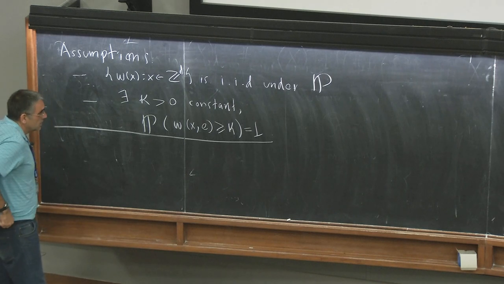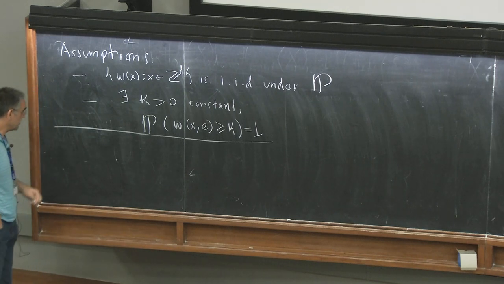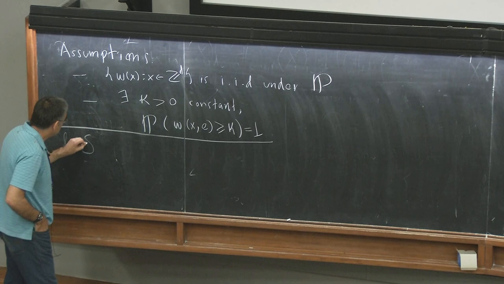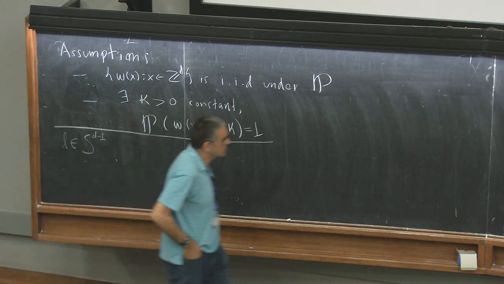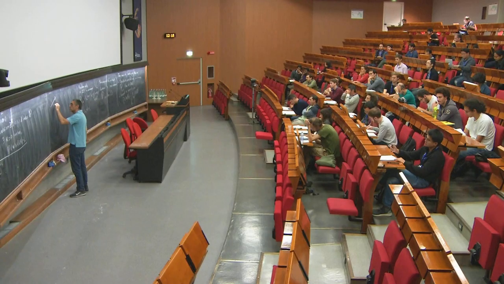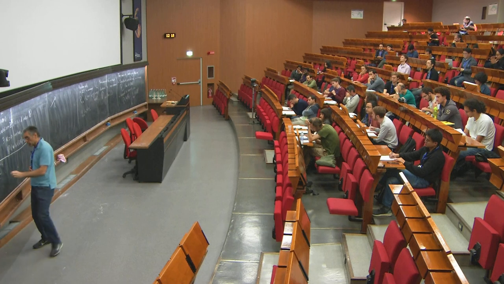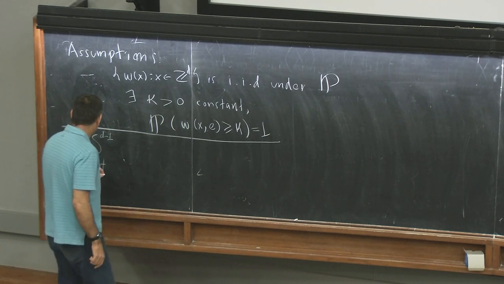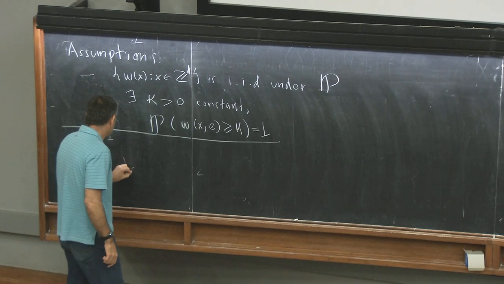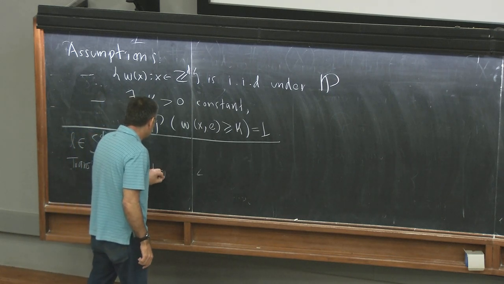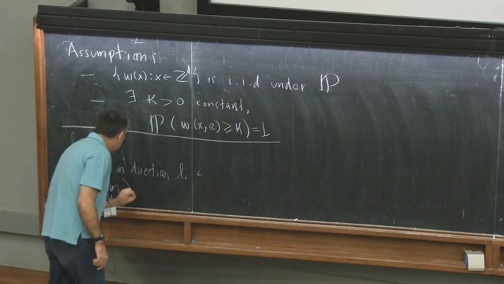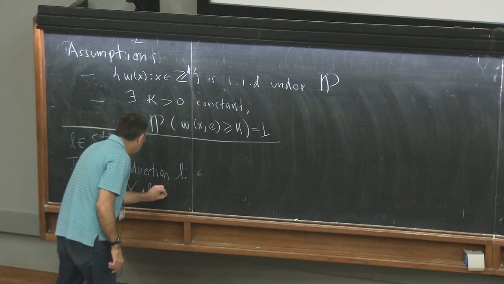So I need to introduce a behavior which will be relevant in my discussion, which is what's called the ballistic behavior of the random walk. I'm going to introduce a direction. The idea is that I have some direction here. There is a possible behavior of the random walk which is called transience in direction L, which means that the random walk somehow wanders away to infinity in direction L.